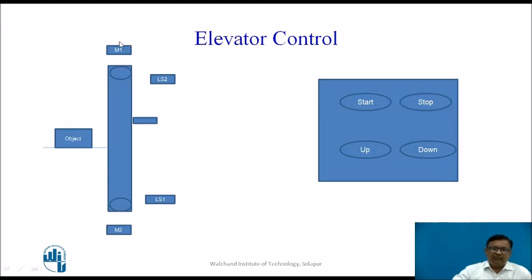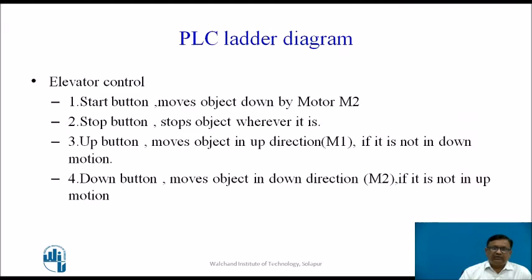Here motor M1 and motor M2 are given specific tasks, that is either to lift up or lift down, and that is controlled by the up and down buttons. The stop button is used to stop the moving object wherever it is. So this is the operation of the elevator control. Now let us see the description of this. We are going to study now the PLC ladder diagram for elevator control.